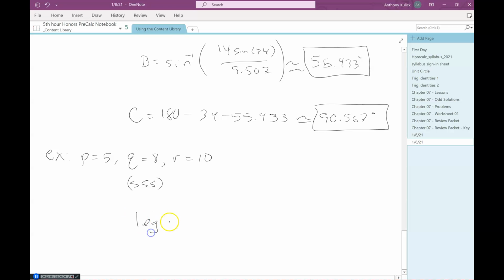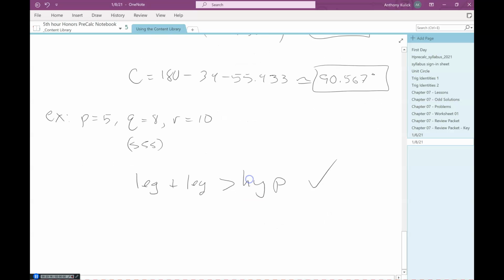So the check that we need is that the sum of the two legs has to be greater than the hypotenuse. That's the check that we need in order to proceed. If that's not true, then no triangle is possible. But in this case, we're good, right? 5 plus 8 is greater than 10, so we're good. So far, so good? Okay.